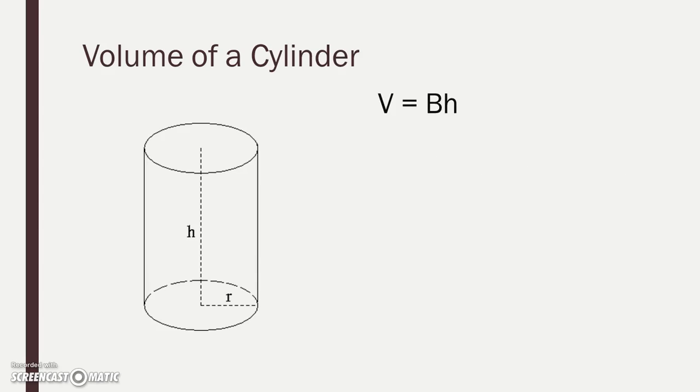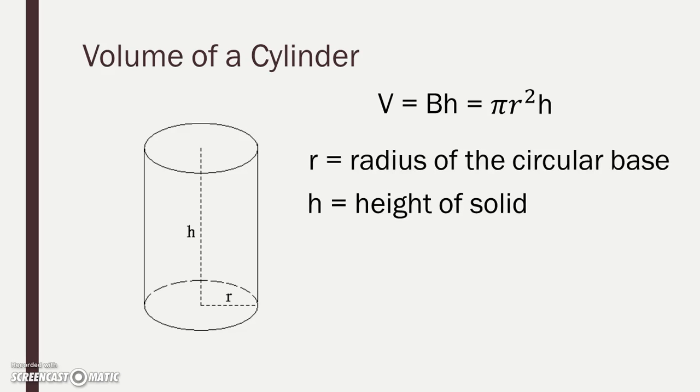For the volume of a cylinder, it's the same formula except the area of the base is the circular base, so it's pi r squared. So pi r squared h, where r is the radius and h is the height.